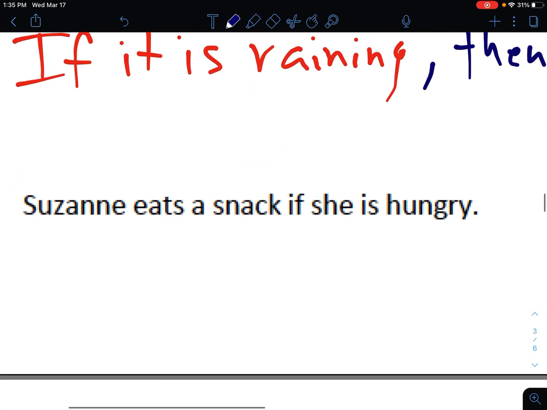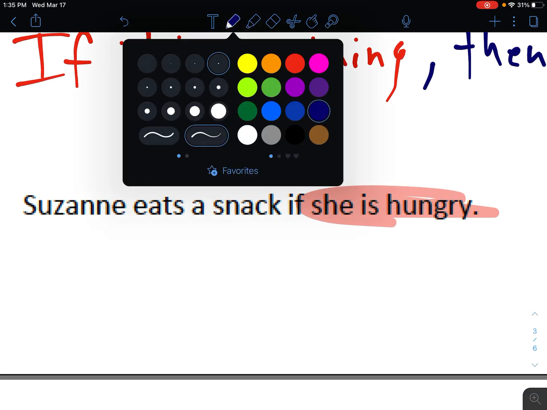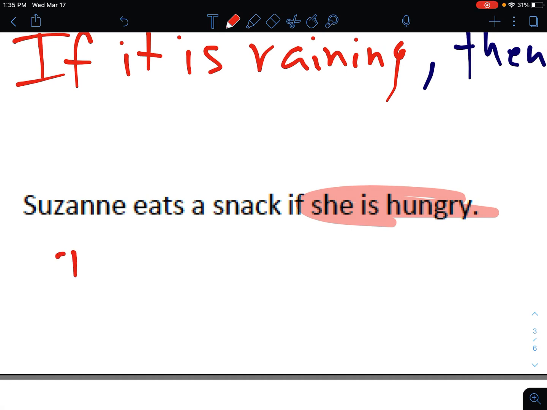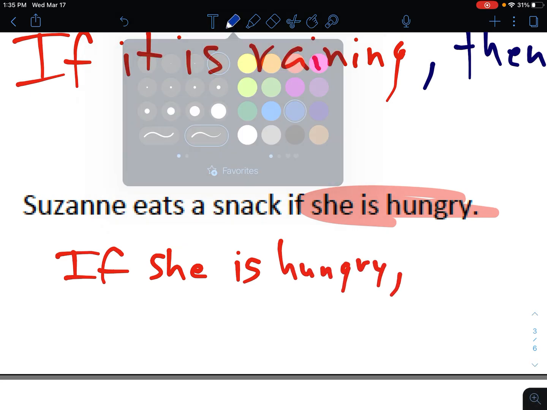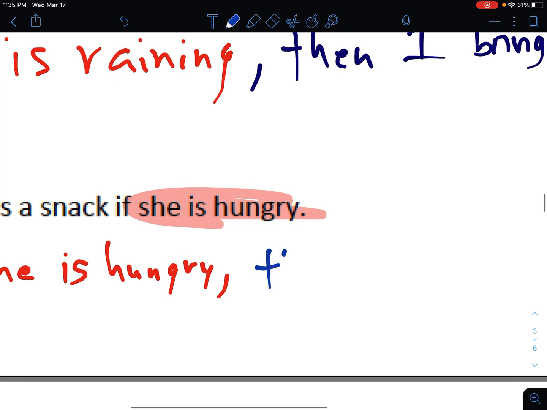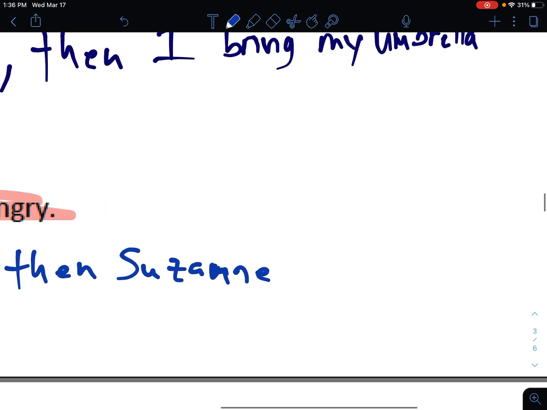Same thing for letter C. Suzanne eats a snack if she is hungry. Well, this is the conditional part. She's got to be hungry for her to eat. So we would say, if she is hungry, comma, then Suzanne eats a snack.